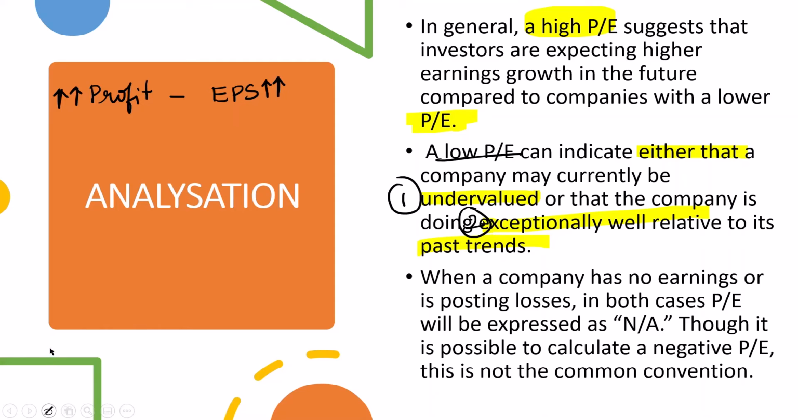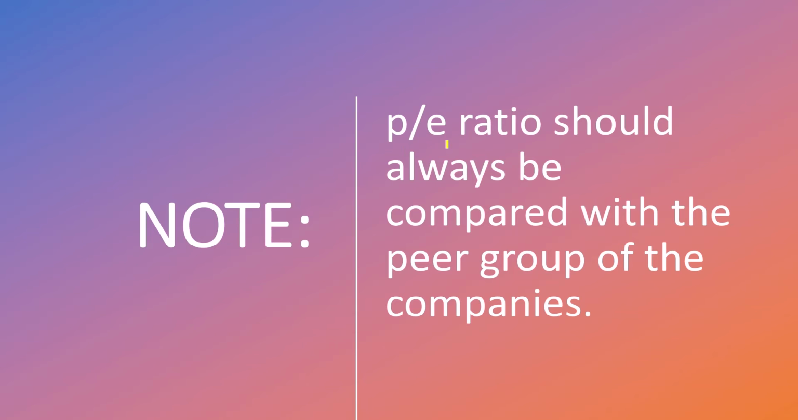When a company is having no earnings or posting losses, in both cases PE will be expressed as not available, though it is possible to calculate a negative PE. This is not a common convention. Note, PE ratio should always be compared with the peer groups of the same companies. You should keep in mind that PE ratio should always be compared with companies of the same sector. Now let us take some live examples.